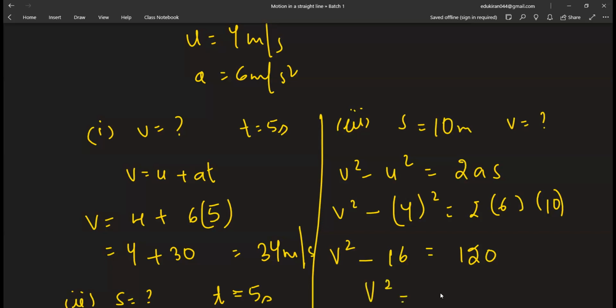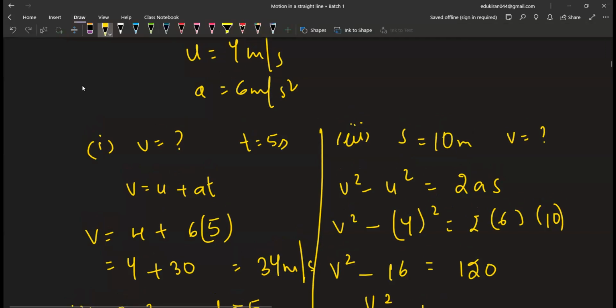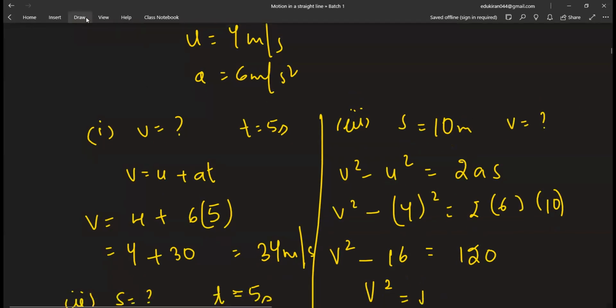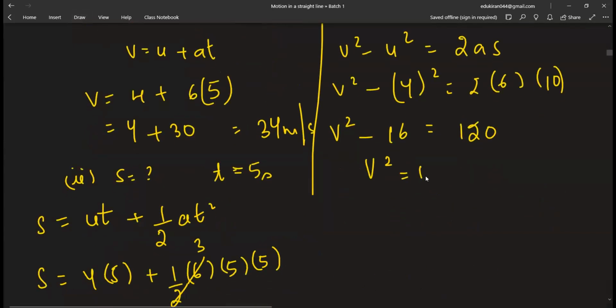So this will become 120 plus 16. So v square would be just 136. V would be root 136. So V would be root 136 meter per second.